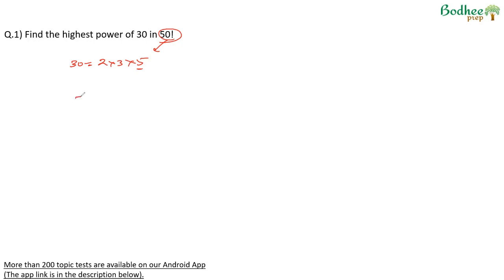Now, for the highest power of 5 dividing 50 factorial, all we have to do is divide 50 by 5 and then divide 10 by 5 because we get 10 here. Add these two numbers, so 12. So 50 factorial can be factorized in a way that the highest power of 5 is 12. And therefore, 30 can take up a power of up to 12.